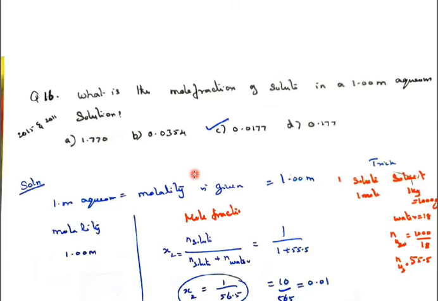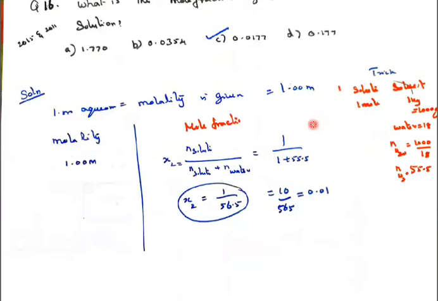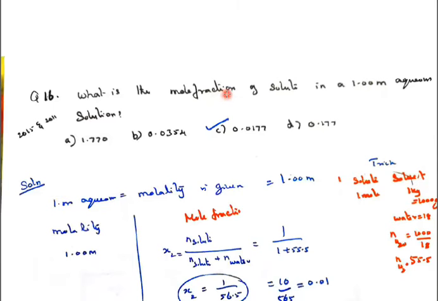Come back to the next topic. What is the mole fraction of the solute in 1.00 m aqueous solution? This question was asked in 2015 and 2011. The options are 1.770, 0.0354, 0.0177, and 0.11177. Now let us see this. Find out the mole fraction of solute in aqueous solution.